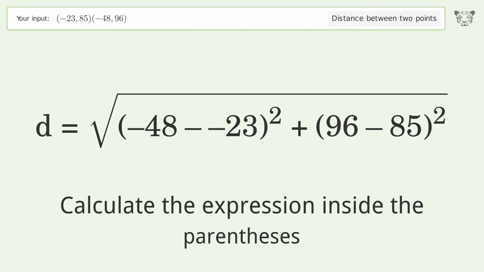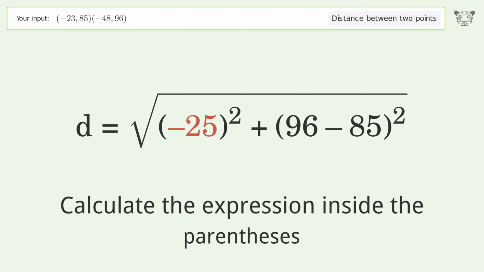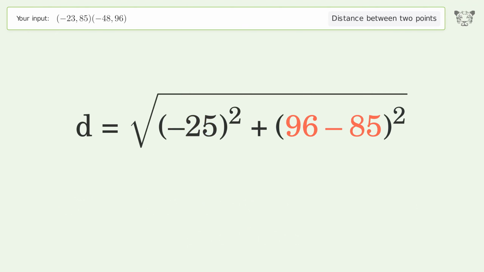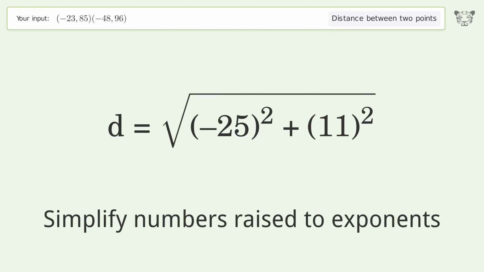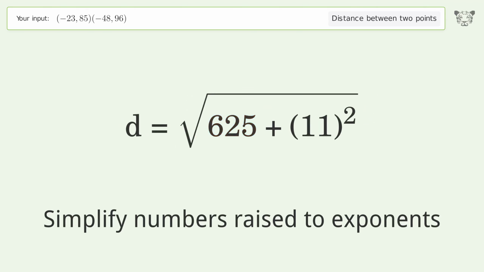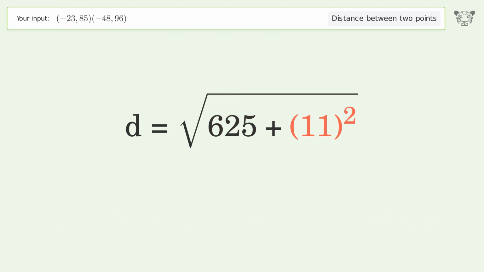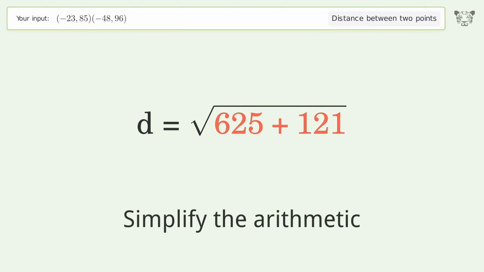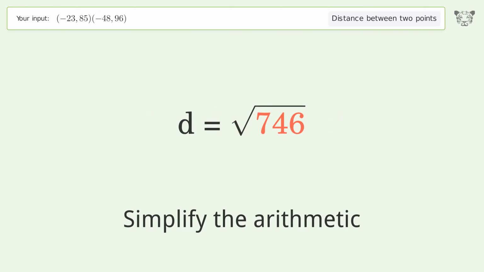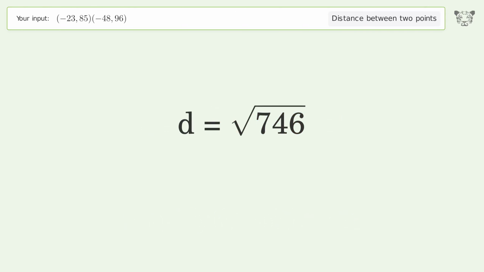Calculate the expression inside the parentheses. Simplify numbers raised to exponents. Simplify the arithmetic. And so the distance between the 2 points is the square root of 746, or 27.313.